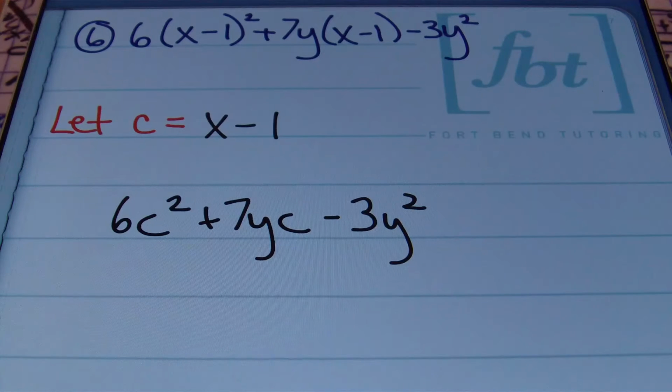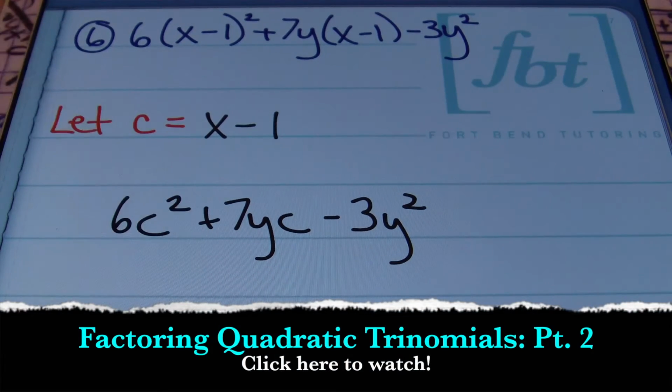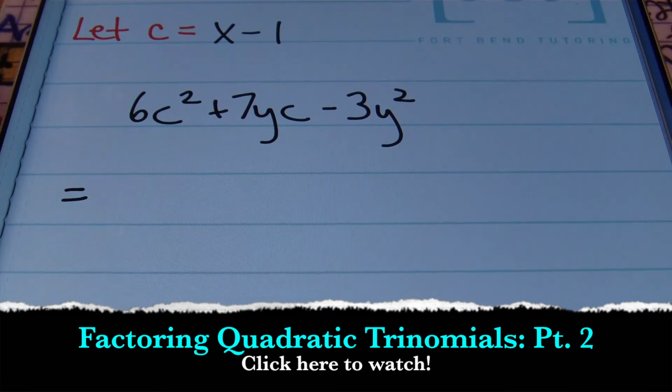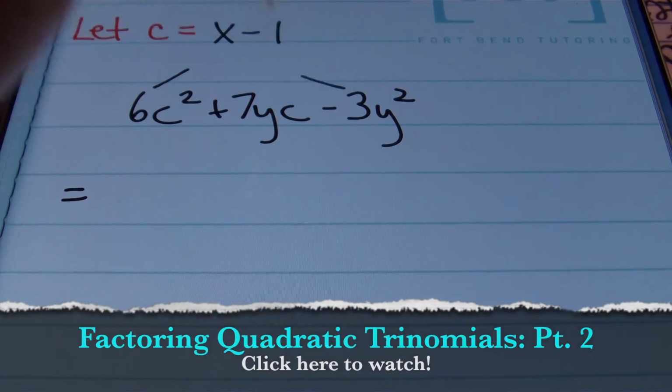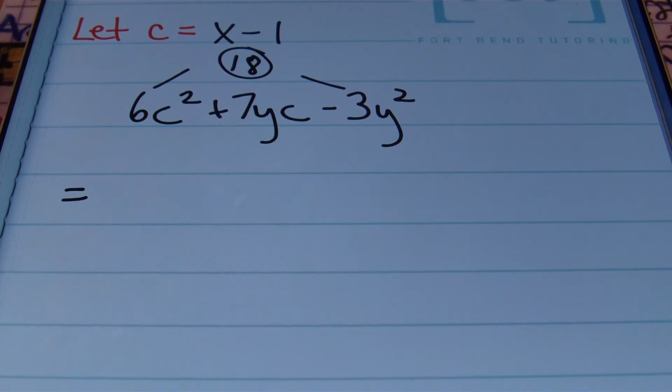Okay? From here, ladies and gentlemen, I'm going to go ahead and factor this using the factoring process that I showed you in Factoring Quadratic Trinomials Part 2. I'll put a link right down there. All right? So I'll be multiplying 6 times 3 to get 18. So looking at the factors of 18, I'm looking for 2 factors that will subtract to give me 7. Well, that's going to be 9 and 2.